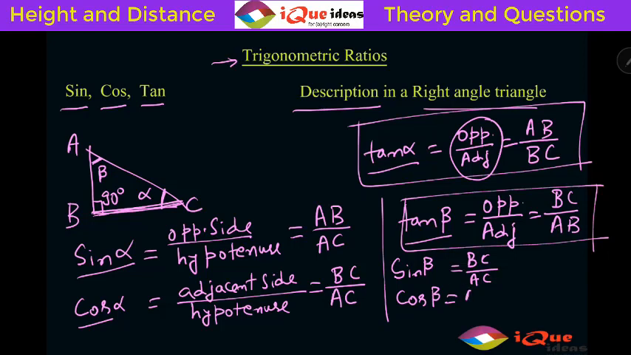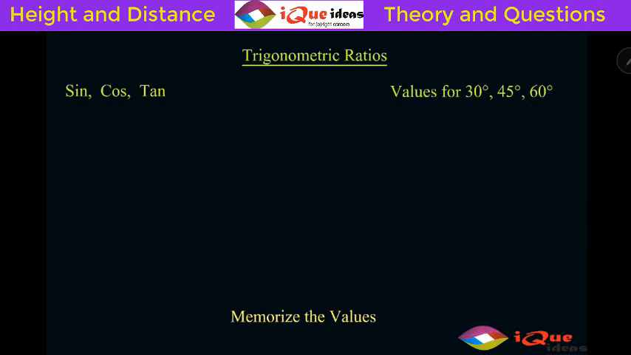So adjacent is AB, divided by hypotenuse is AC. Alright. So this is the basic revision of all the trigonometric ratios in terms of a right angle triangle. Now we will try to recall some specific values of trigonometric ratios for some special angles like 30 degree, 45 degree and 60 degree. And we have to memorize, we have to use all these values frequently.